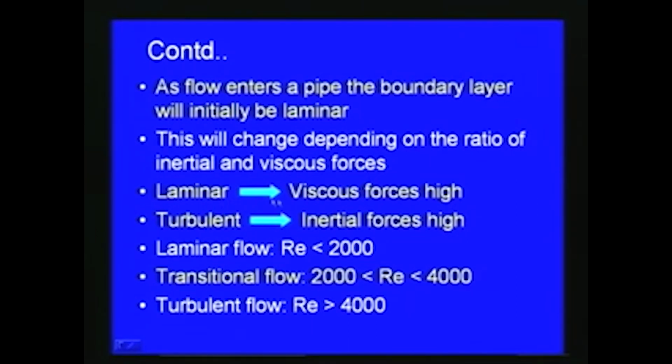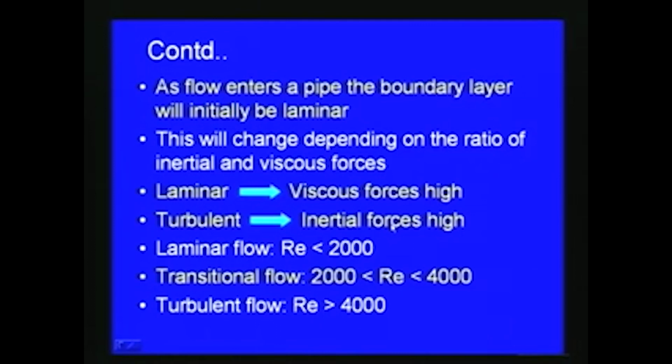For laminar flow, viscous forces are high, and for turbulent flow, inertial forces are high. As far as pipe flow is concerned, as we discussed earlier, the flow will be laminar when the Reynolds number is less than 2000, a transitional flow regime will be between 2000 and 4000, and beyond a Reynolds number of 4000, the flow will be turbulent.